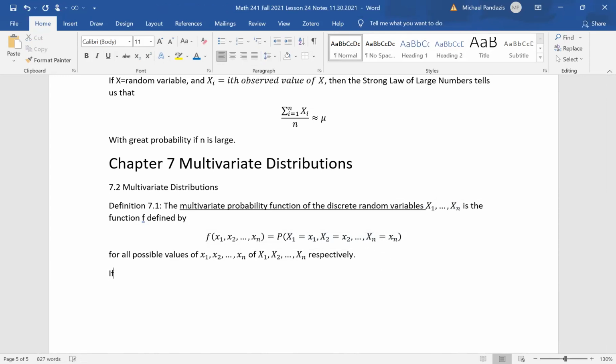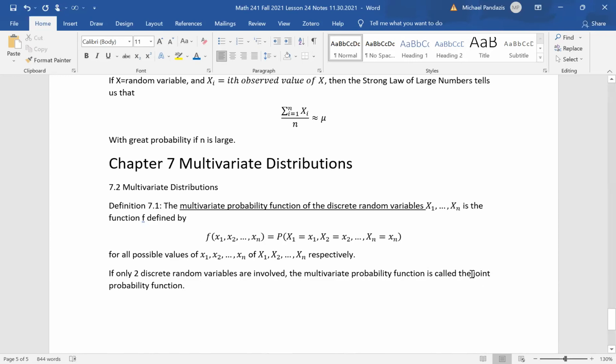Okay. If only two discrete random variables are involved, the multivariate probability function is called the joint probability function. So the joint probability function is the multivariate probability function when there are only two random variables involved. Okay, so it's a special case.